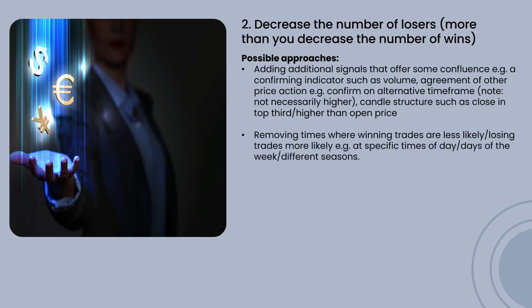Time of day is often important. We can remove times where winning trades are less likely, or losing trades are more likely, of course. Specific times of day, or even days of the week, or even different seasons. On a simple level, an example of this might be to look at how your strategies perform, perhaps on opening times of the various markets. So, how do they perform at the start of the Asian session, the European session, the US session, where things are more volatile? Or perhaps they perform better during that time.